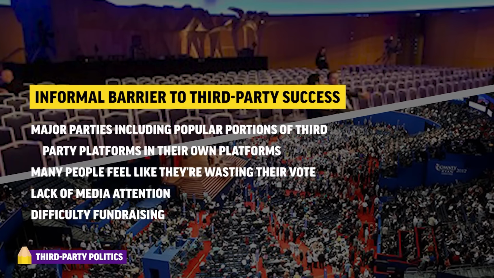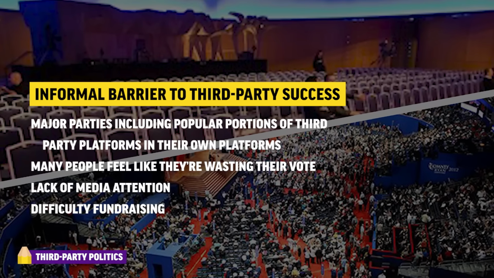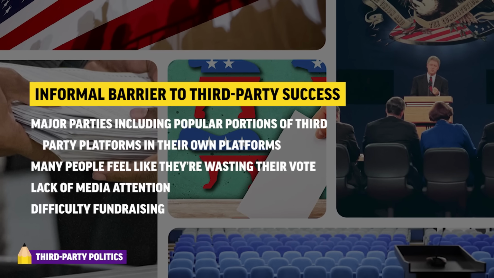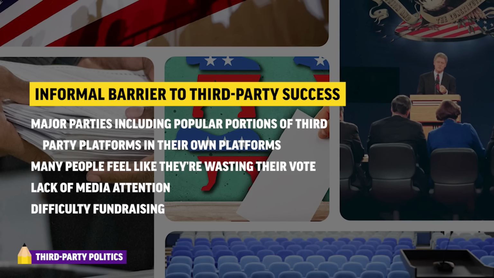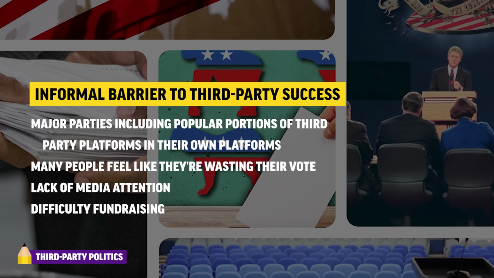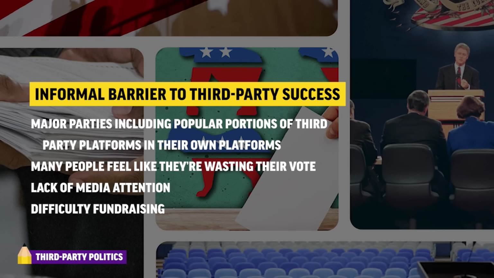An informal barrier third parties face is that when they successfully build support for a policy, one of the two major parties will often just take that issue and include it in their own platform, and with that, take away potential support for the third party. Additionally, many people think that voting for the third parties is a waste of their vote.